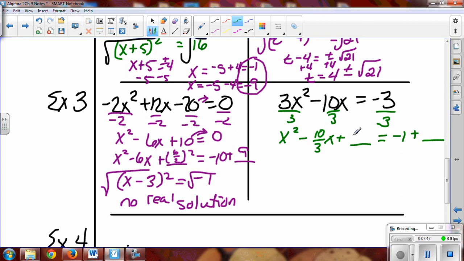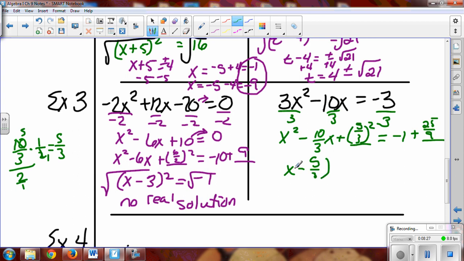So this will be messy. Let's see. 10 thirds divided by 2. So we get 5 over 3. Then, since I already did my divide by 2 over here, divide by 3 squared, so that's 25 over 9. So this will be x minus 5 thirds quantity squared is equal to, let's see, to get these together, this would have to be a negative 9 over 9, so we get 16 over 9.